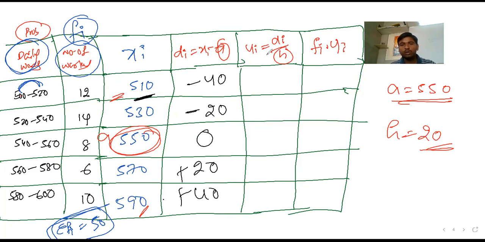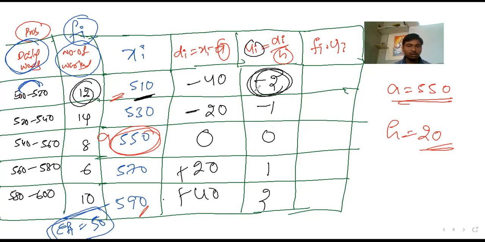Next, what you have to do: ui means di by h. h, how much did you get? 20. Minus 40 by plus 20. The answer is minus 2. The answer is minus 1. The answer is 0, 20 by 20. The answer is 1. This is 2. This is u. Next, what you have to do? Sigma fi ui. ui you already know, so sigma fi and ui. fi means this one, ui means this one.